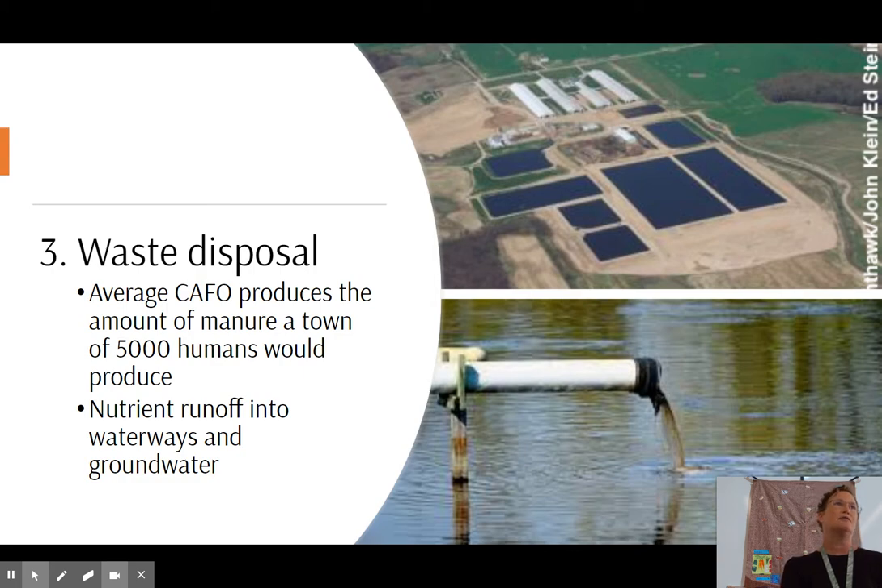Okay, so a third drawback is the waste disposal. The average CAFO produces the amount of manure a town of 5,000 humans would produce. So the normal runoff goes into the waterways and groundways. If we do not regulate this sewage effectively, we have very big environmental problems. So waste disposal is a big problem because there's so much cow poop or chicken poop.